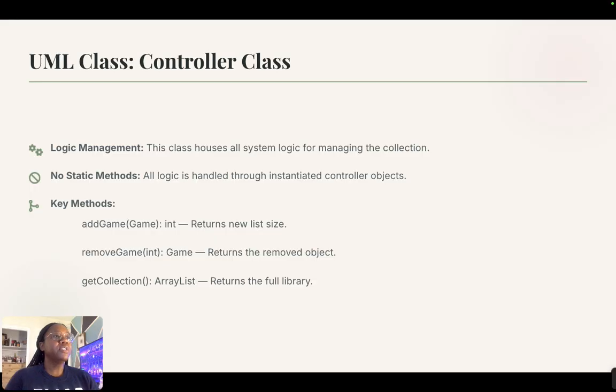The CozyGames controller acts as the brain of the application. Per the project requirements, there are no static methods here. By using instances of the controller, we make the code more flexible and easier to test. It handles the logic of managing our collection, featuring methods to add games, which returns the new list size, removes games by ID, returning the object for confirmation, and a getter to retrieve the entire array list for the UI.